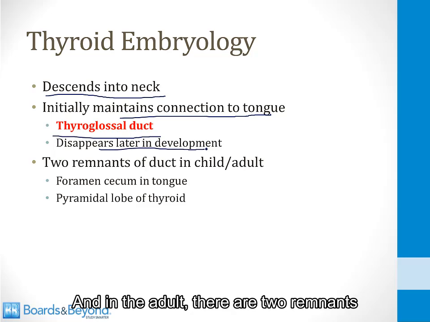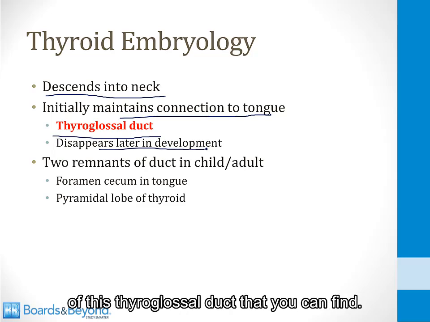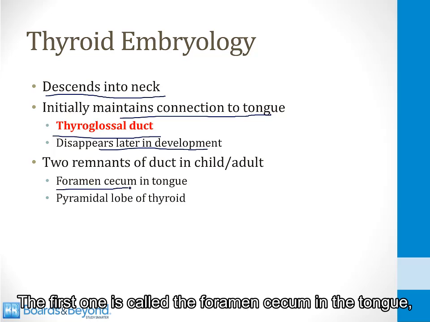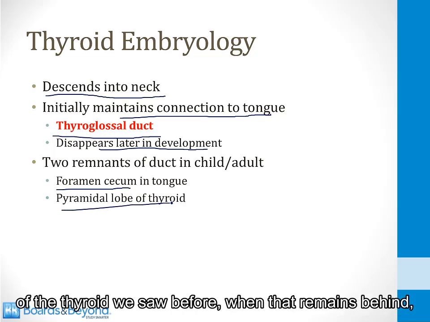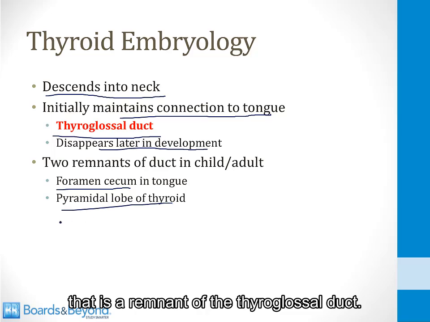And in the adult, there are two remnants of this thyroglossal duct that you can find. The first one is called the foramen cecum in the tongue. I'll show you a picture of that in a minute. And the second one is that pyramidal lobe of the thyroid we saw before. When that remains behind, that is a remnant of the thyroglossal duct.